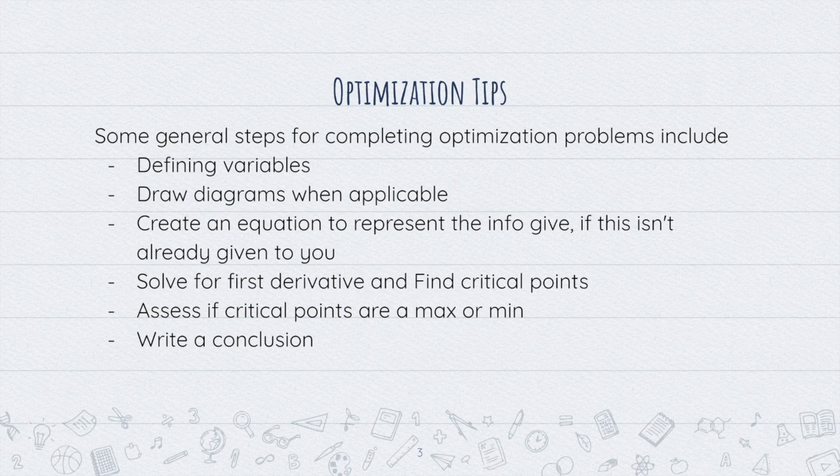Some general steps for completing optimization problems include defining variables, drawing diagrams when applicable, creating an equation to represent the information given if this isn't already given to you, solving for the first derivative and finding critical points algebraically, assessing if the critical points are a maximum or minimum, and writing a conclusion.